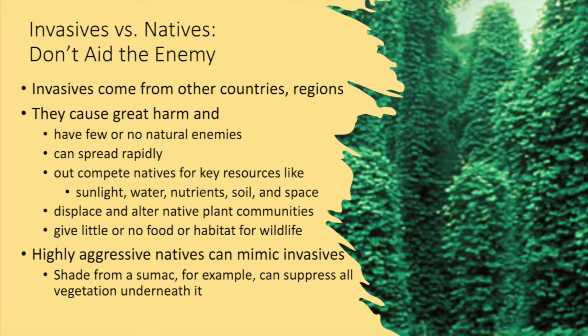Invasives come from other countries and regions in the United States. They cause great harm and have few or no natural enemies. They can spread rapidly and outcompete natives for key resources like sunlight, water, nutrients, soil, and space. They displace and alter native plant communities. They give little or no food or habitat to wildlife.